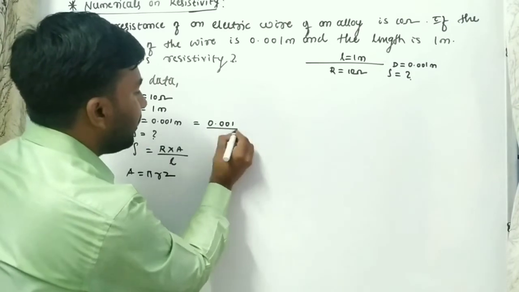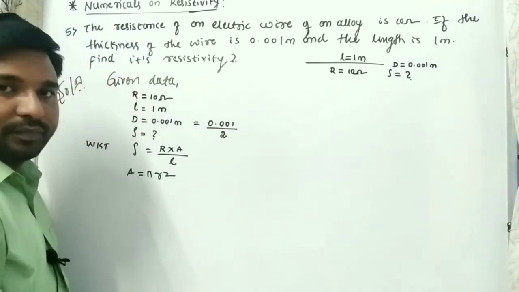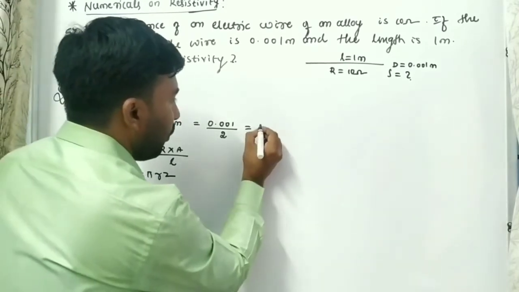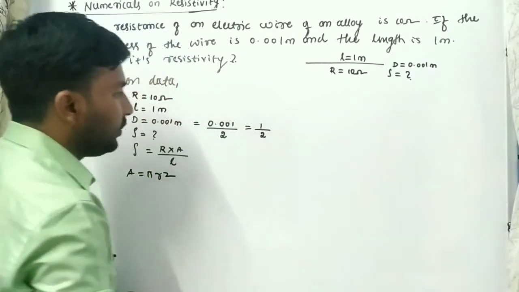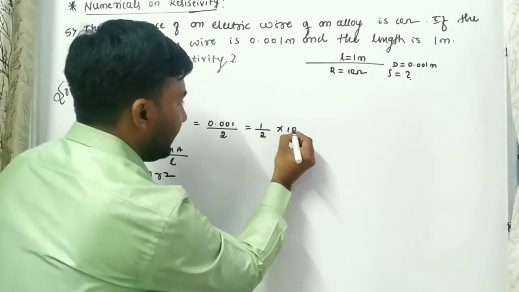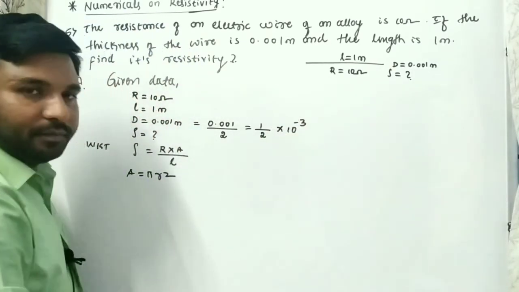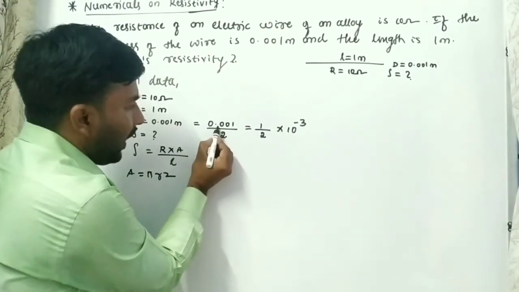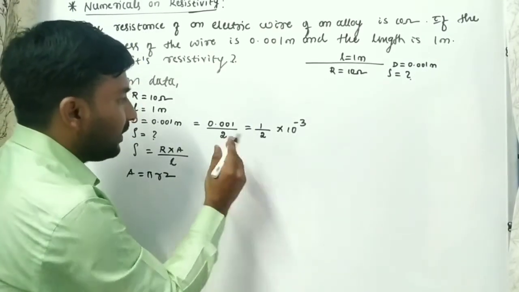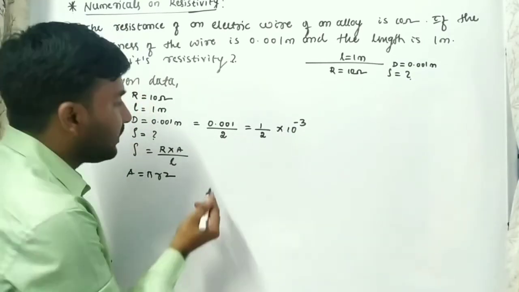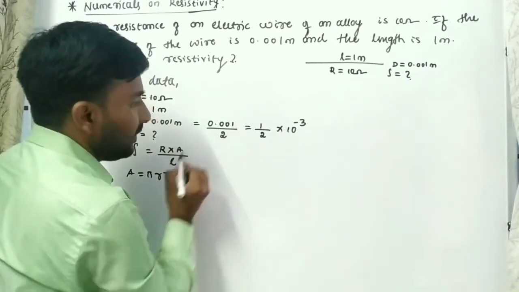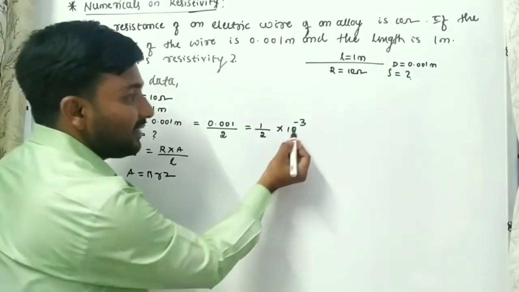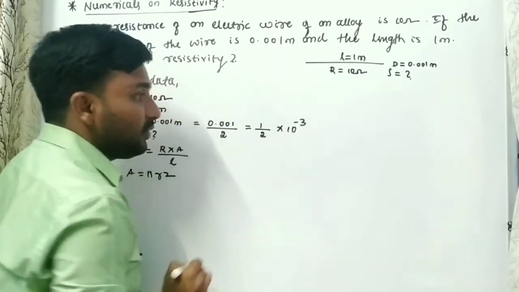0.001 divided by 2. This can be written as 1 divided by 2 into 10 raised to minus 3. What I have done, look here: I have shifted the point 3 digits, 1, 2, 3. So I have shifted the point after 3 digits, which means I have to take 10 raised to minus 3.